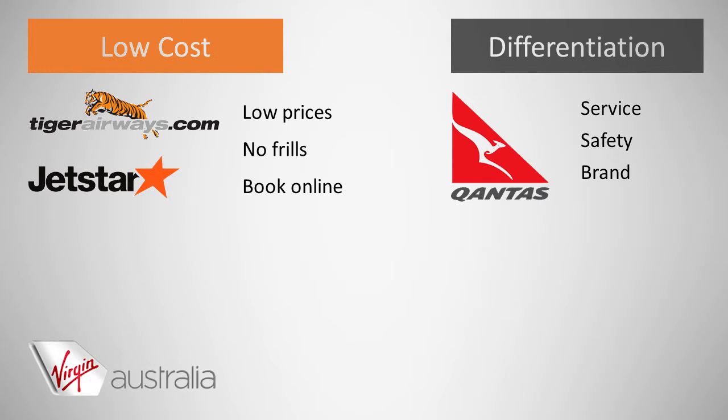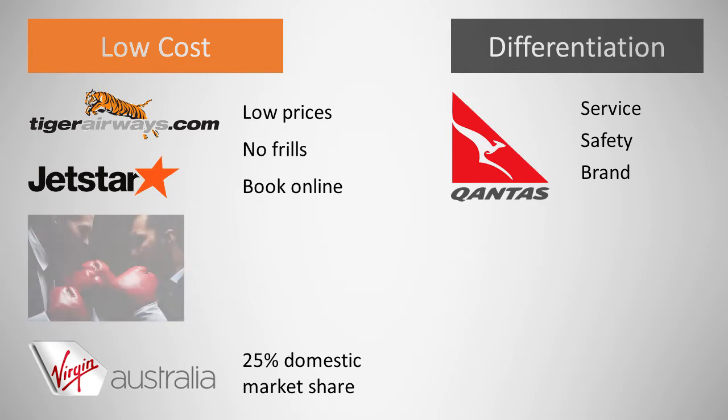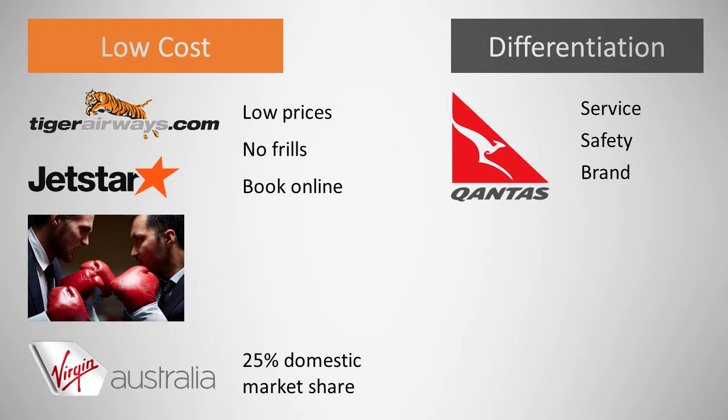Then there is Virgin Airlines, which is an interesting case. They established themselves in Australia in 2000 as a low-cost carrier, and by 2006 had over 25% domestic market share. Qantas reacted by creating Jetstar, its own low-cost carrier. This allowed Qantas a way of competing without damaging its premium differentiated brand. Jetstar and Virgin then entered a price war which cost both of them hundreds of millions of dollars.